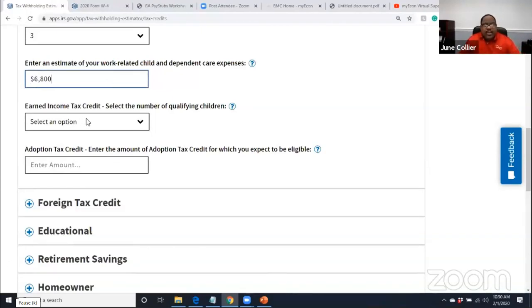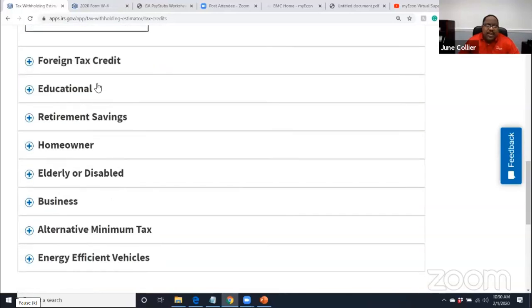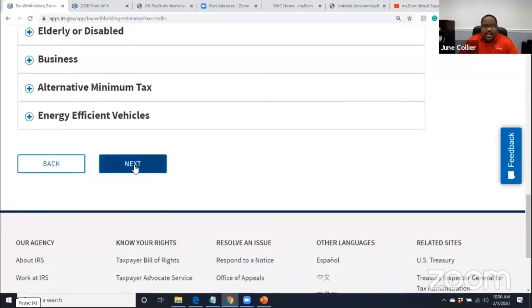Earned income tax credit. They don't qualify for earned income tax credit, so we're not going to select an option here. But even if they did select an option, the calculator knows that they don't qualify for earned income tax credit, so no big deal. So adoption tax credit, they did not adopt, so we don't put anything here. And then the other tax credits that we have here are not applicable to this family. So we're going to just move on and go down to the bottom and click next.